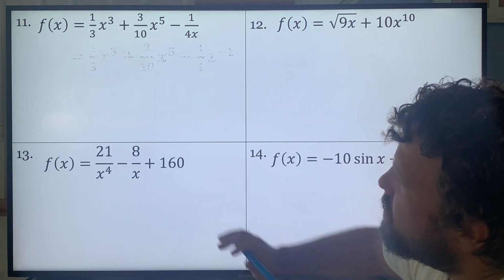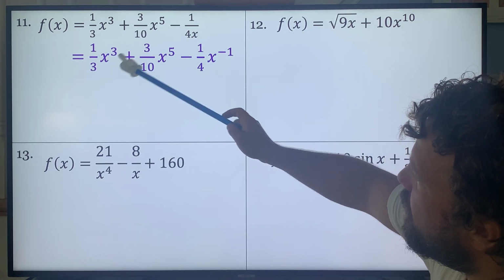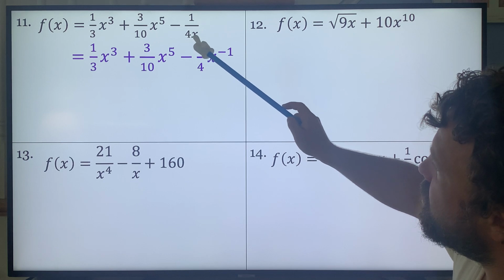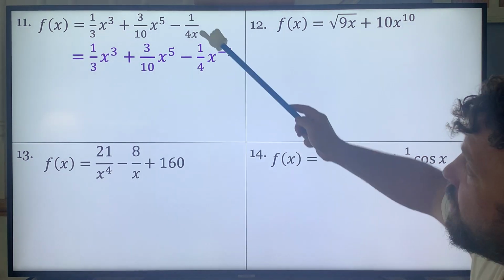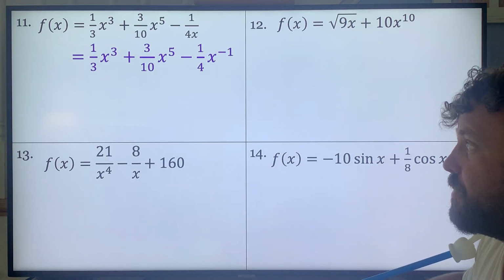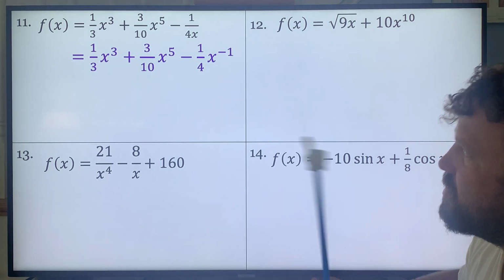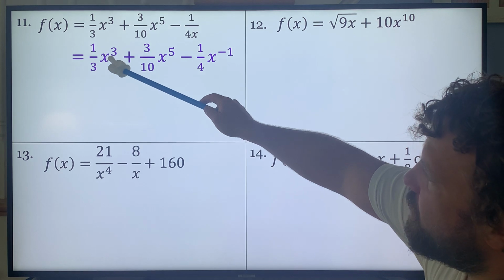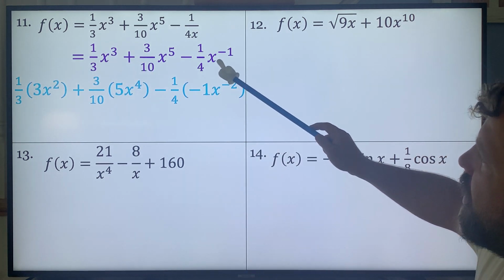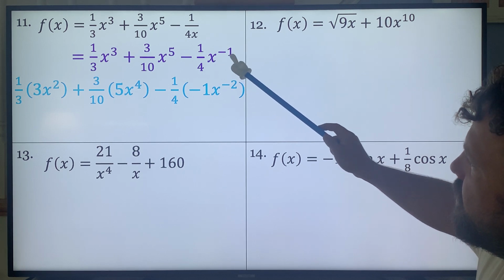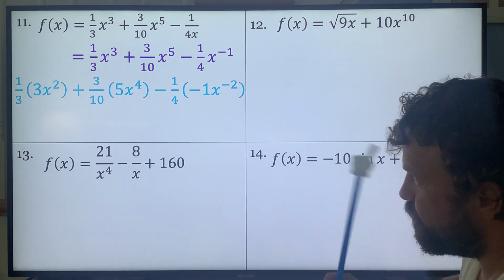1/3 times 3x squared. Oh, sorry. I just rewrote this as 1/4. I just turned this to x to the -1. All right. You remember you can't have x's in the denominator yet. Soon you can, not you guys. So 1/3 derivative of x cubed is 3x squared, 5x to the 4th, and negative x to the -2, because -1 minus 1 is -2.